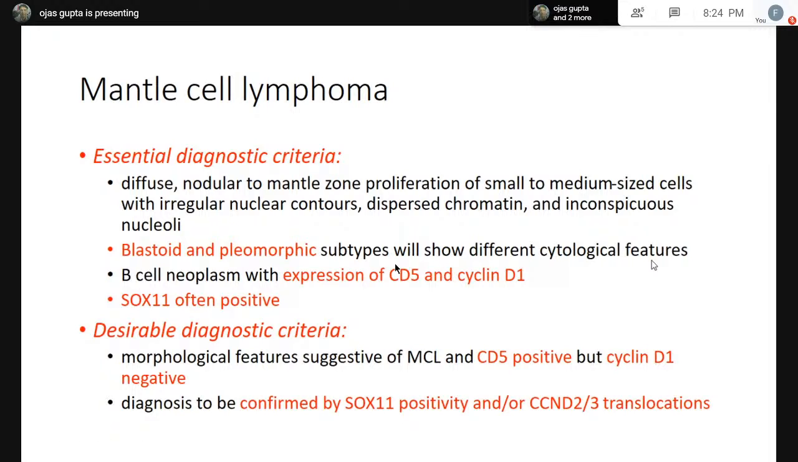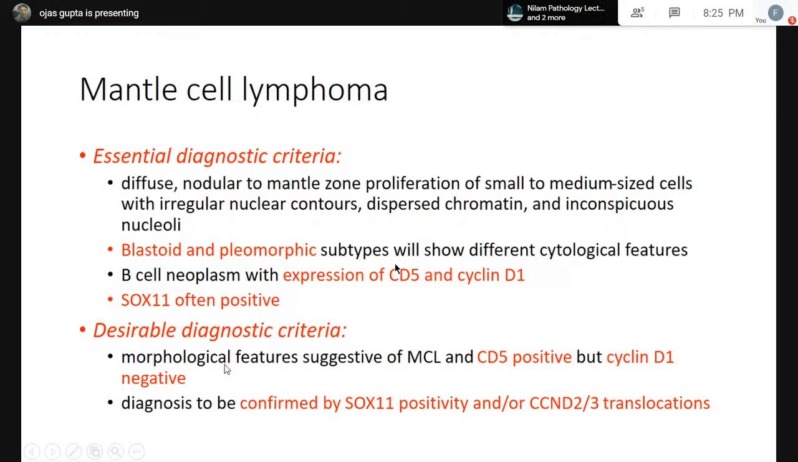So what are the essential diagnostic criteria? There will be diffuse to nodular mantle cell proliferation of small to medium sized cells with irregular nuclear contours, dispersed chromatin, and inconspicuous nucleoli. They can be blastoid or pleomorphic subtypes, which will show different cytological features. These B cell neoplasms will express CD5 and cyclin D1. If you remember, mantle cell lymphoma is a pre-germinal center lymphoma, which arises from the naive B cells. So they are often positive for SOX11.